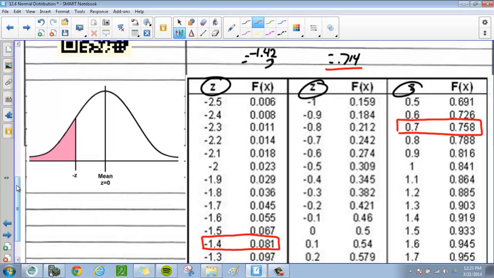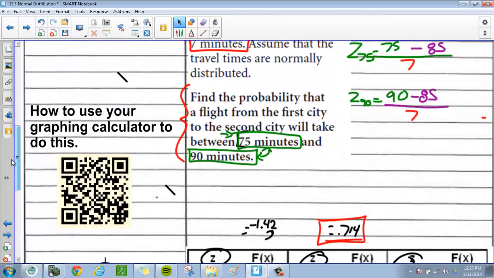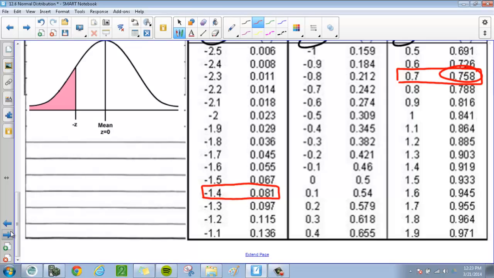Now again, how do you read this table? Because this is an in-between situation, we have to make this a little bit more complicated. If they were just asking what's the probability your flight is less than 90 minutes, that was this z-score right here, and the probability is given right there: 0.758. That's less than 90 minutes. Or if they were asking what's the probability it's less than 75 minutes, that's given right here, because this is the z-score. The probability of less than 75 minutes is 0.081. That's what this table tells you: the probability is that or less than. But we wanted to find the probability in between.